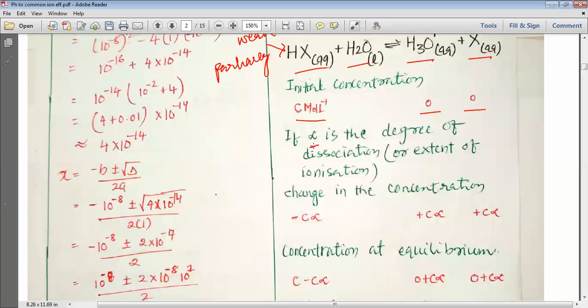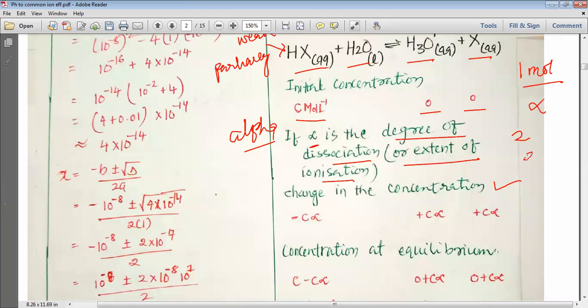If alpha, this is what I have called alpha, is the degree of dissociation or extent of ionization, then the change in the concentration. Suppose alpha is the degree of dissociation. So if you take 1 mole, my dear students, the change is alpha. If you take 2 mole, the change is 2 alpha. If you take 3 mole, the change is 3 alpha. If you take C mole, the change is C alpha. As the concentration of reactant decreases, the change is -C alpha. But the concentration of product increases, and that is why the change is +C alpha.